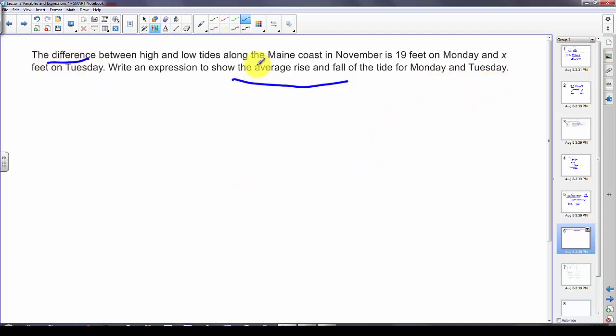Now, the word average, once again, means add up all your numbers and divide by the total number of numbers. Well, we're talking about 2 days of rise and fall. On the first day, Monday, we get a 19-foot difference or drop between the 2. We don't know the amount on Tuesday, but we would have to add those 2 together to get an average. And since I only have 2 terms, I'm dividing by 2.